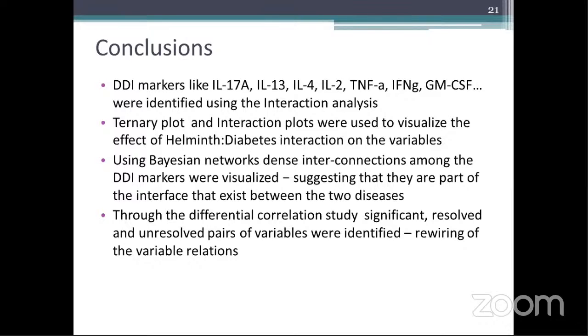And through the differential correlation study, significant resolved and unresolved pairs of variables were identified, which suggests that the rewiring of these variable relations is an effect of the helminth treatment.